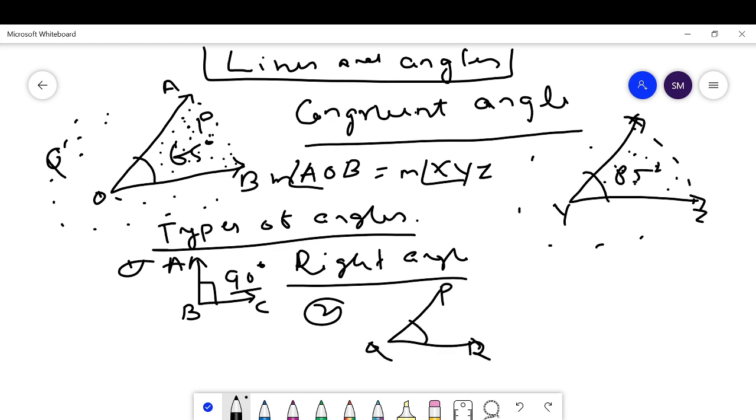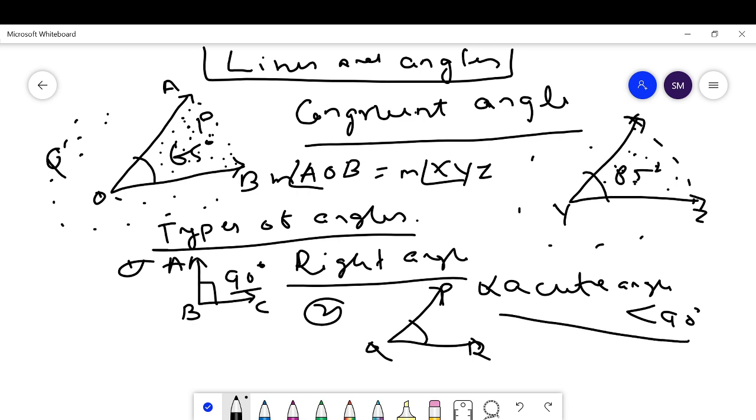PQR is called an acute angle when its measure is less than 90 degrees. An acute angle is an angle whose measure is less than 90 degrees and greater than 0. An angle measuring 90 degrees is called a right angle.